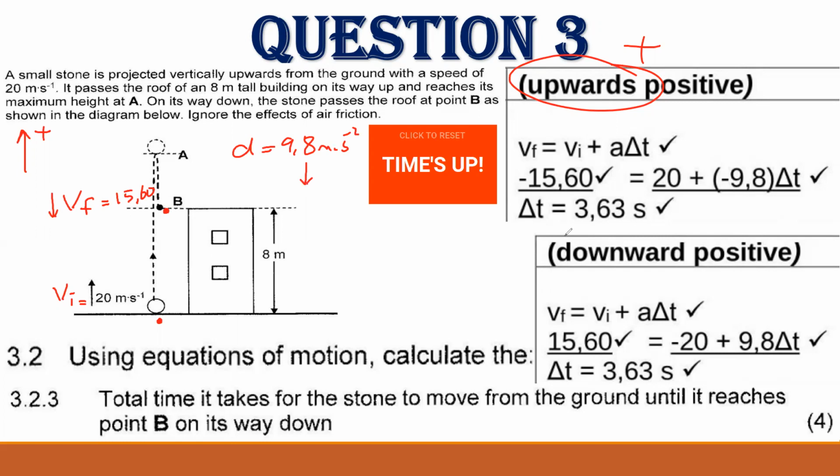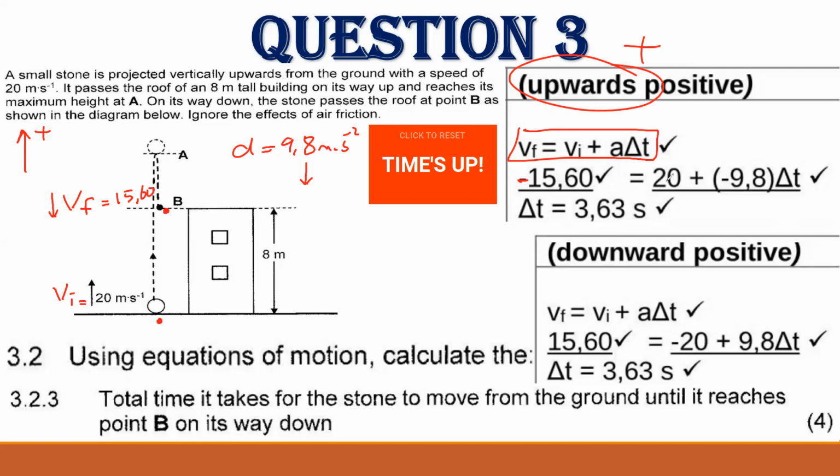And now easy to calculate. So V initial we know, V final we know, acceleration we know. So I can use this formula to get delta T. So V final equals minus, negative, because I said up positive. V final is going down.